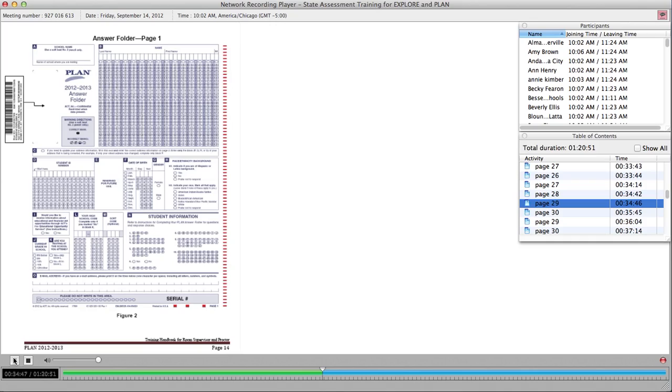is a sample answer folder. And for the PLAN, it's different than EXPLORE, but for the PLAN, the only thing that students have to code for under school is the school name. On EXPLORE, it does ask for the school name and address, and the address includes just the city and state of the school. But when you look at the two answer folders, you will see that they are different.